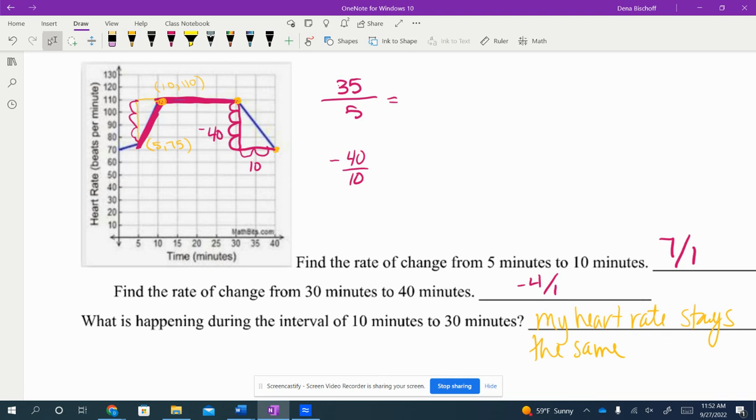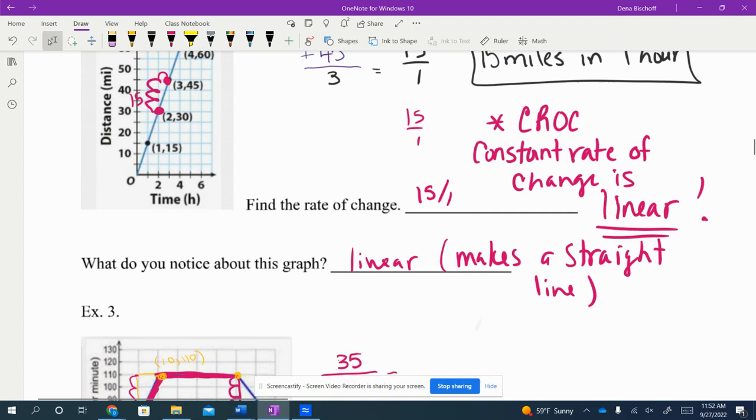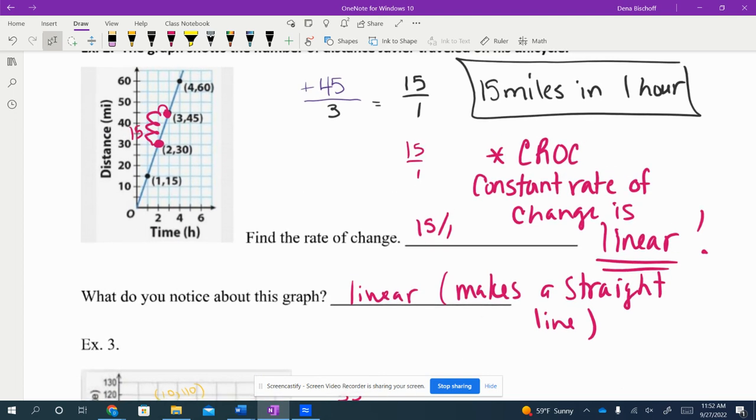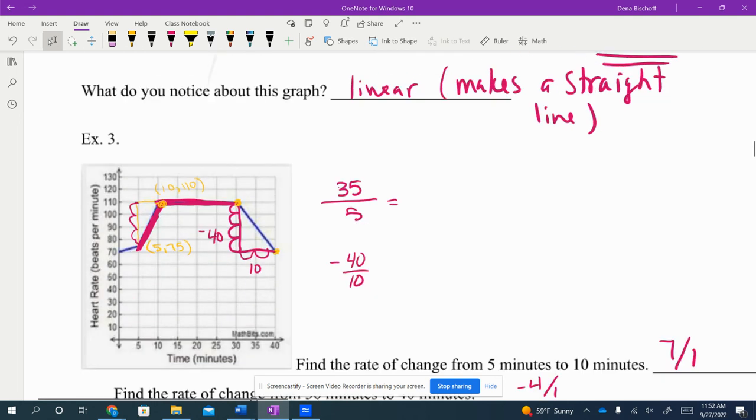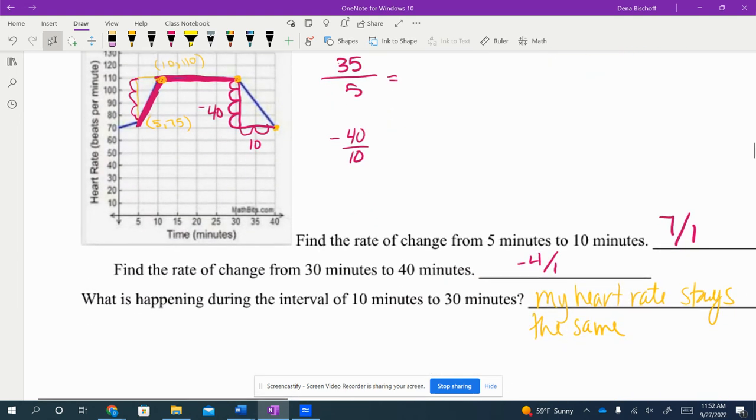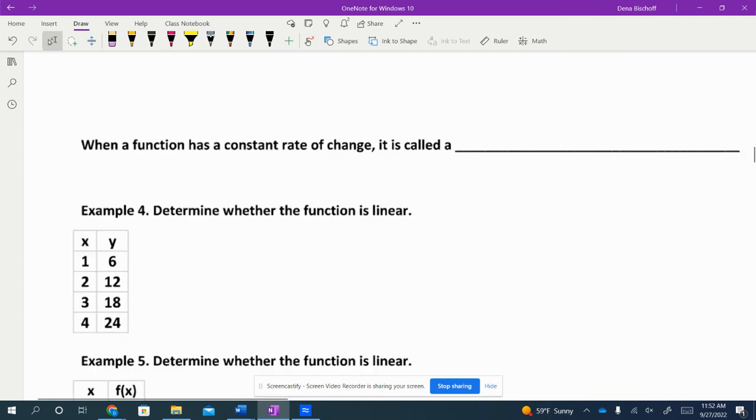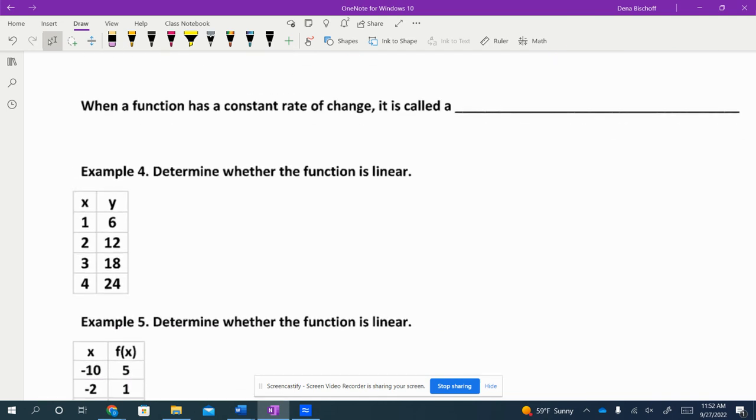Can I go back to example 2 for a second? And Dakota, leave your hands to yourself. You got it? Okay, does everyone have number 3? Okay. All right.